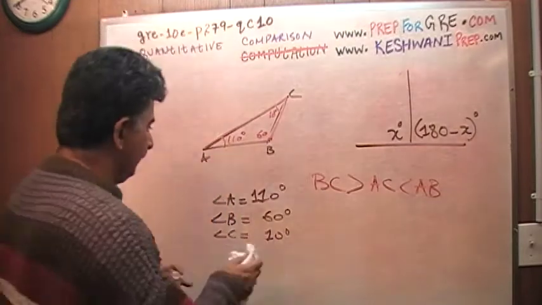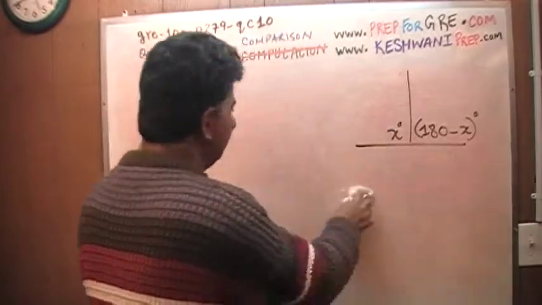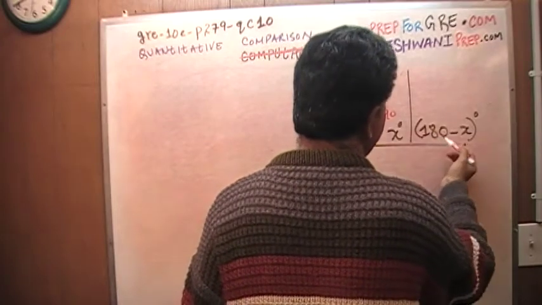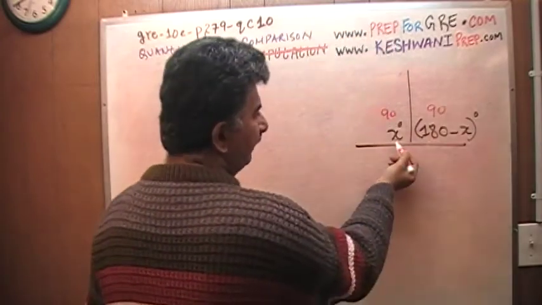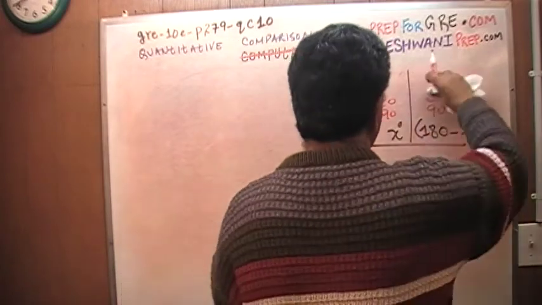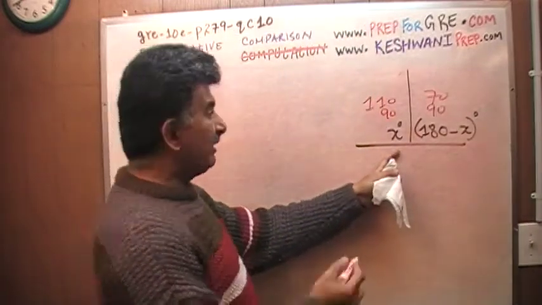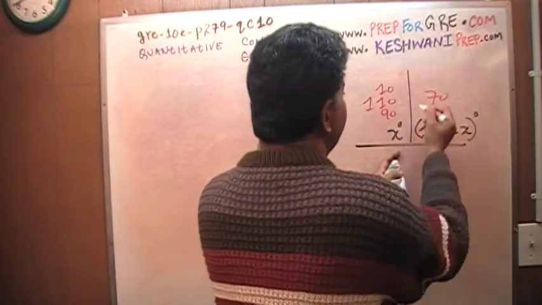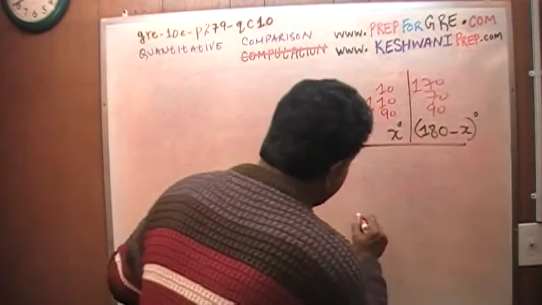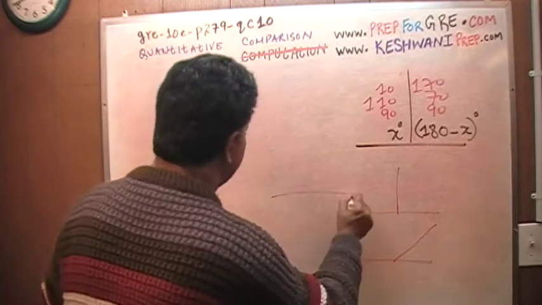No. They're not. I can't really say. For all I know, x might be 90, in which case this will also be 90. Or for all I know, this x might be 110, in which case this is going to be 70. For all I know, x might be only 10 degrees, in which case this will be 170 degrees. It could be anything. The picture is given to us like this, but in reality, it could be like this, or it could be like this.